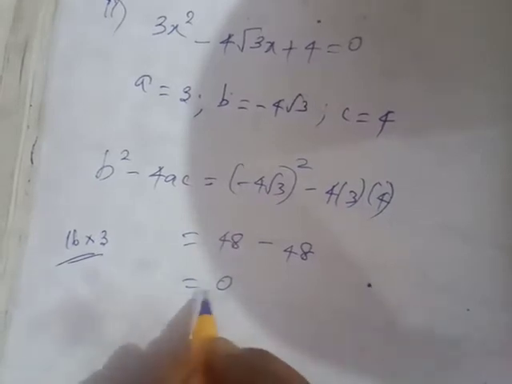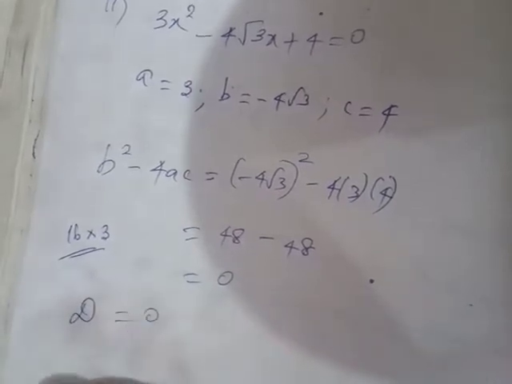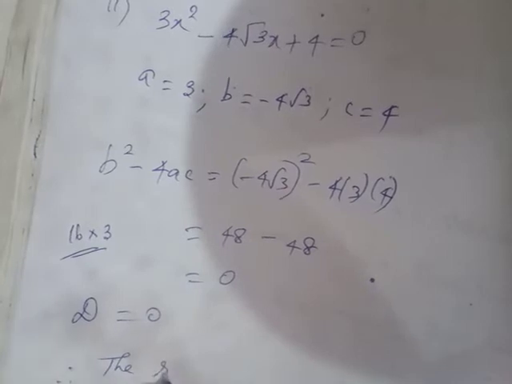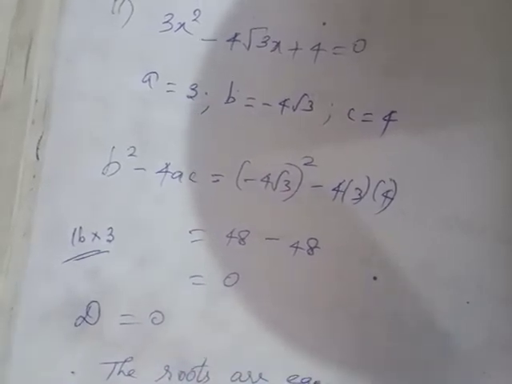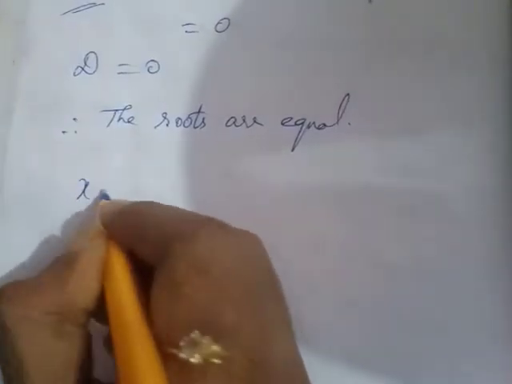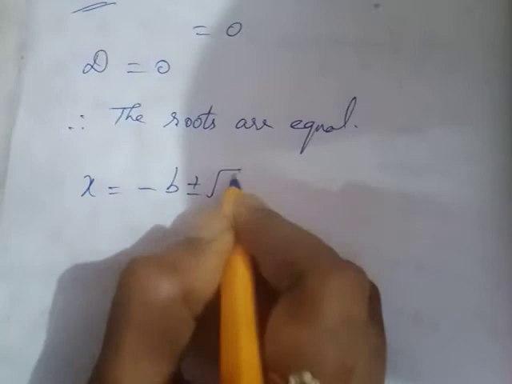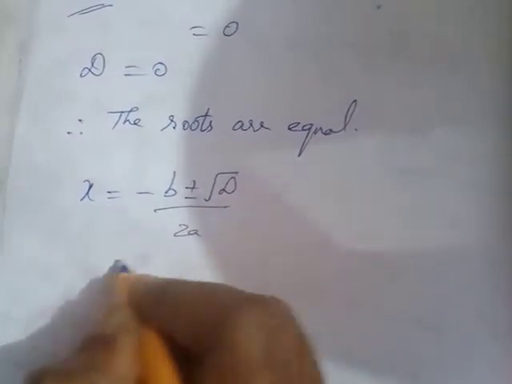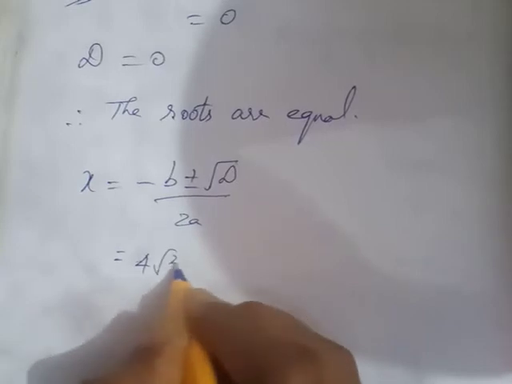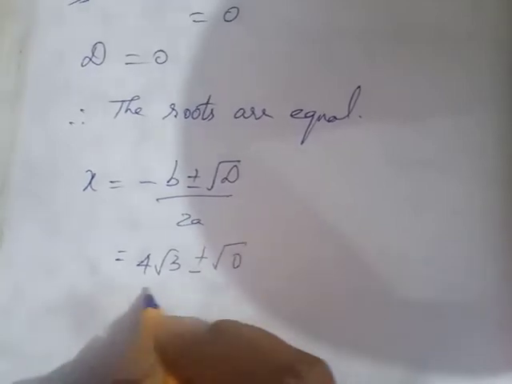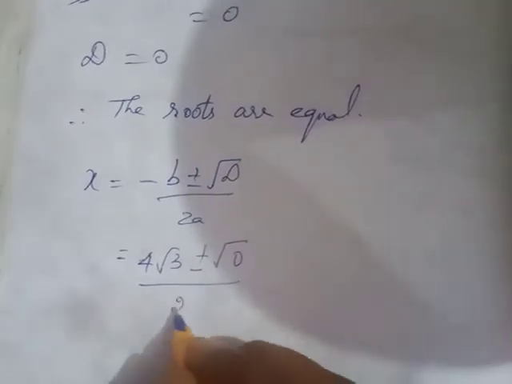So here the roots are equal. Since d is equal to 0, therefore the roots are equal. So here the roots exist, so you can find the roots. How will you find the roots? x is equal to minus b plus or minus root d divided by 2a. So minus b means minus of minus becomes plus. So 4 root 3 plus or minus root 0 divided by 2 into a value is 3.